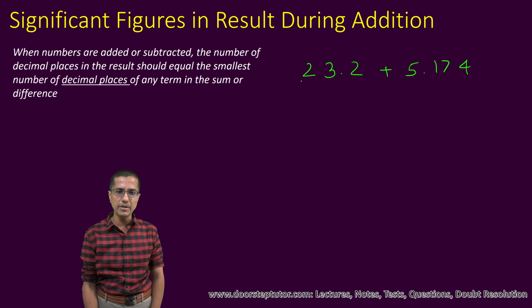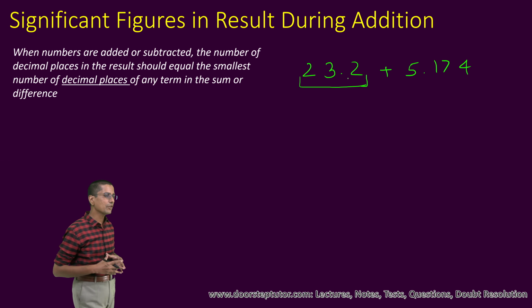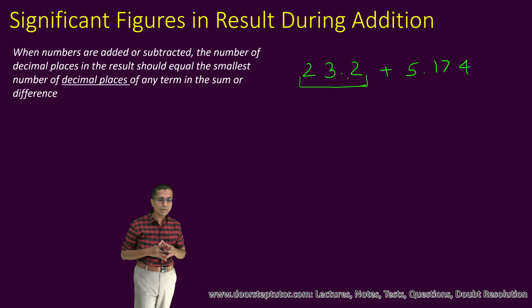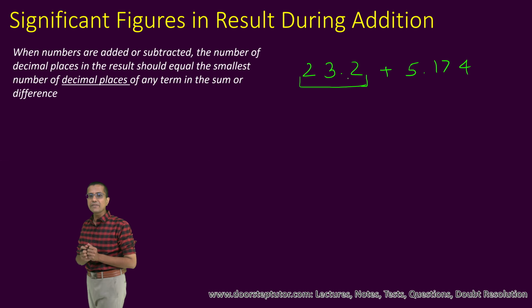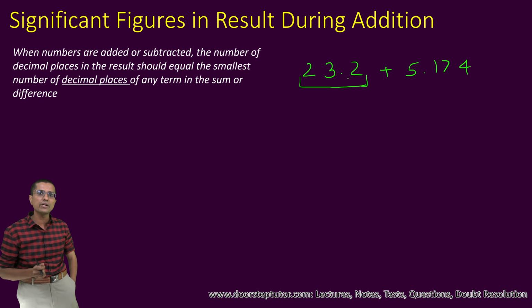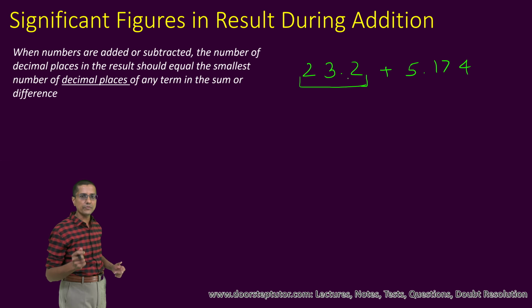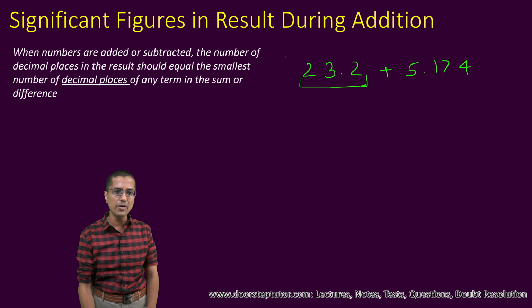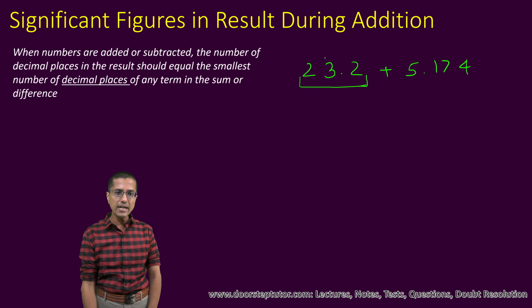Now, in the case of addition and subtraction, to determine the number of significant figures in the answer, I do not look at the number of significant figures of the operand. I do not consider their number of significant figures at all. Instead, what I consider is the number of decimal places in the operand.